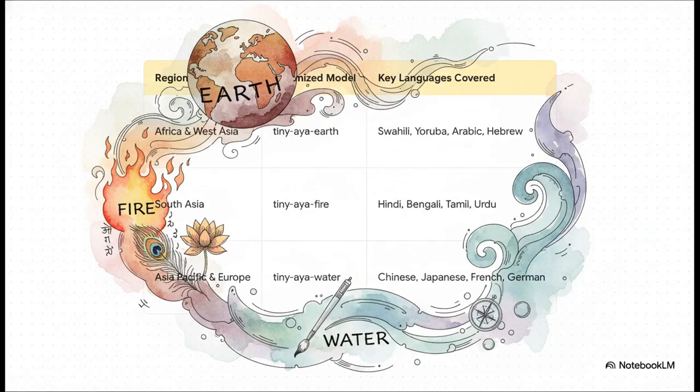And here's the breakdown. So if your work involves languages like Swahili or Arabic, you'd grab Tiny Aya Earth. Working with Hindi or Tamil, you'd want Tiny Aya Fire. It's this philosophy of using the right tool for the specific job. And it's such a smart way to get peak performance without having to build a single, monstrously huge model.